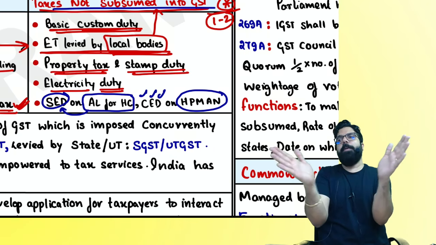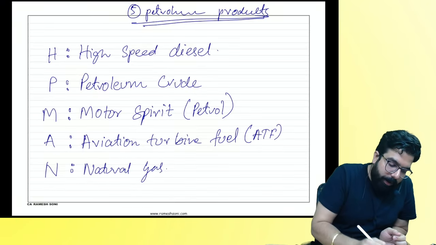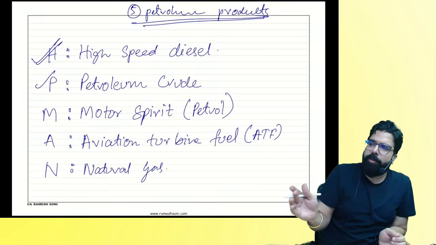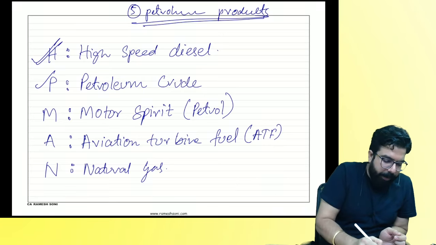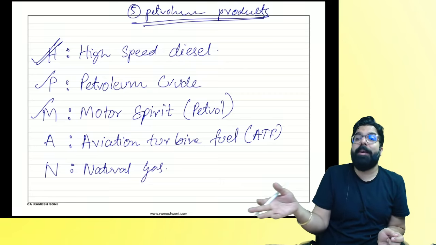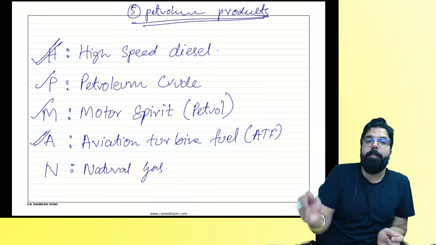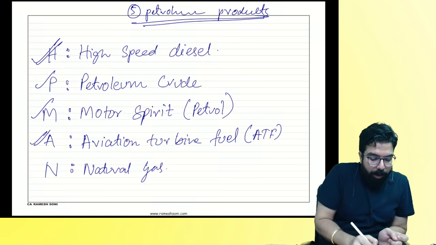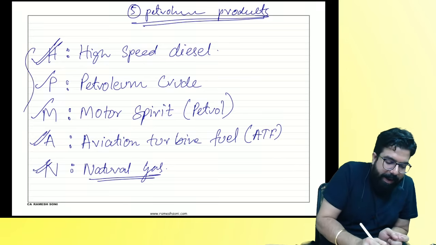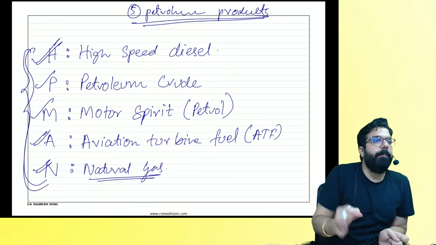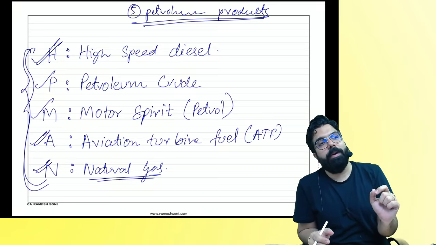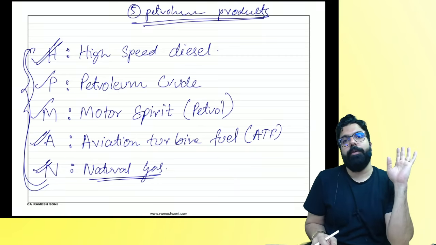On what, everyone? HP man. Can you tell me what HP man means? Diesel, you know diesel? Its proper name is high speed diesel. You know crude petroleum? That is petroleum crude. M for motor spirit. Motor spirit means what? Petrol. Aviation turbine fuel. In aeroplanes we put fuel, that is known as aviation turbine fuel. And N is natural gas. On these five items, as of now, there is no GST. So, whenever they are manufactured, what will be charged, everyone? Central excise. Are we all clear with this point?